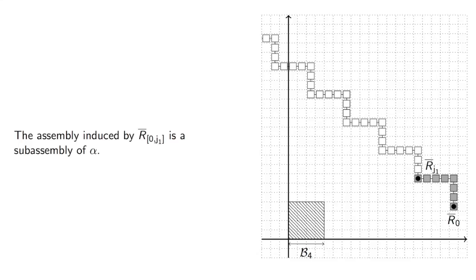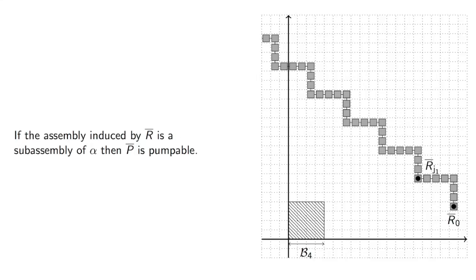Now, we prove that if a path assembly matches this final case, then it is pumpable. Since P is producible, then the assembly induced by the segment of R from 0 to J1 is a subassembly of the unique terminal assembly alpha. We represent these tiles in gray. They belong to alpha. Now suppose that the assembly induced by the path assembly R is a subassembly of alpha, then by definition the segment of P from I2 to I3 is pumpable.